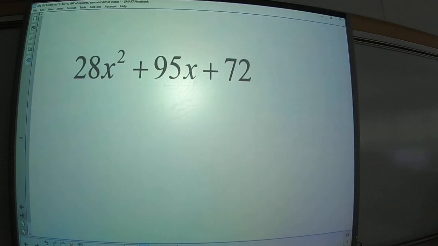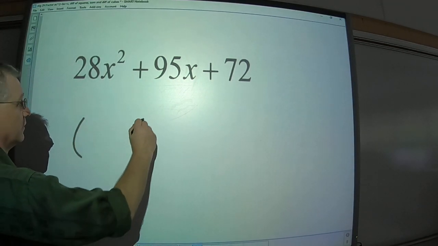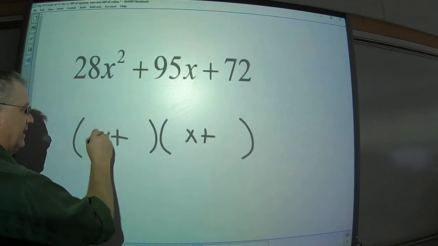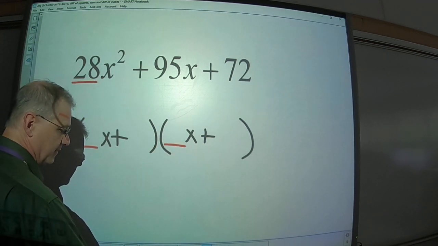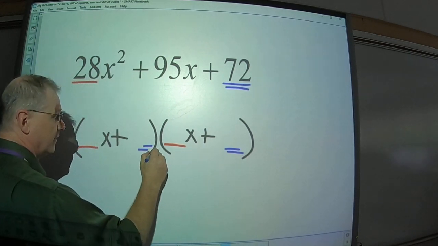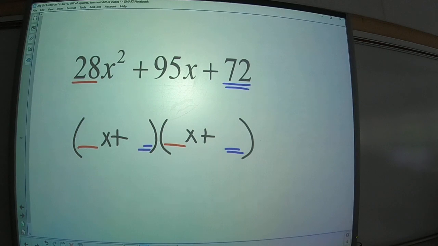All right, here's our next example. Now, let's talk briefly about this one before we get much further. We know we've got two parentheses, a plus and a plus, x and x. We know we have to have pairs to give us 28, and we know we have to have pairs to give us 72. Now, there's a lot of options in these two setups.